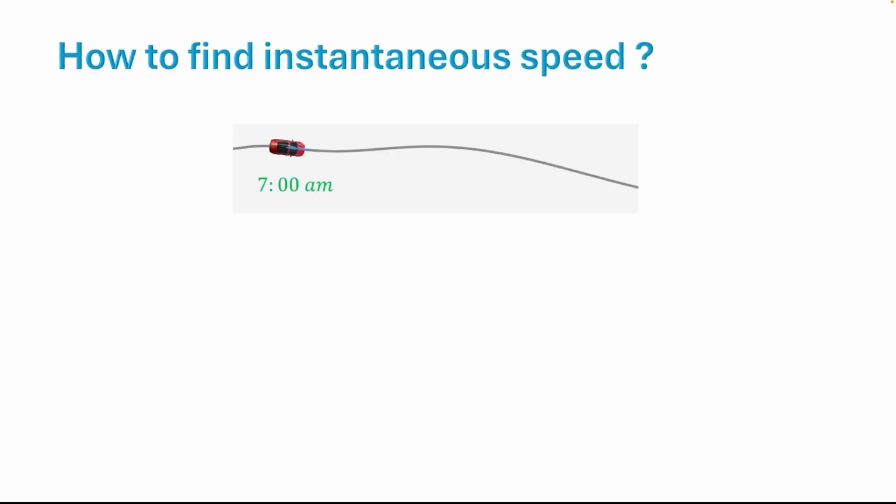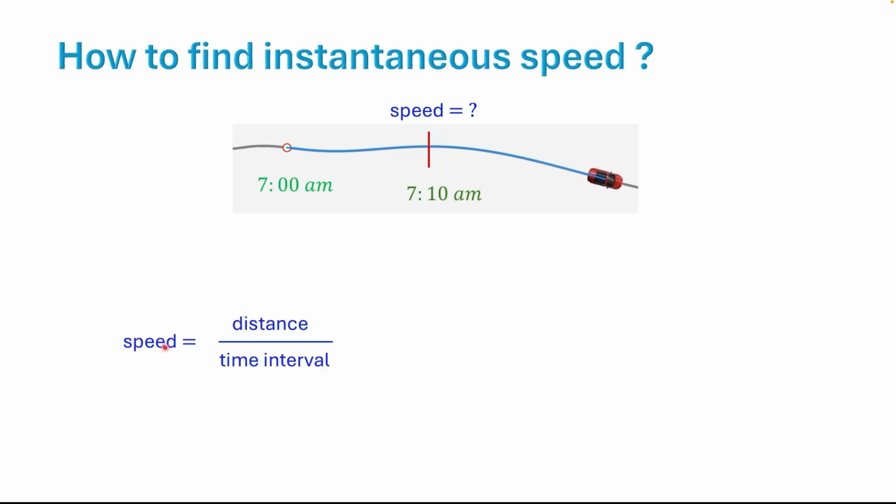Now, the question is, how to find the instantaneous speed? I am considering a car that starts at 7 a.m. At 7:10 a.m., the car is passing a point somewhere here. What is the speed of the car at 7:10 a.m.? 7:10 is an instant of time, so the speed is the instantaneous speed. We have this formula to find the speed. Note that the speed is determined over a time interval. So we need 2 times to find the speed. But we have only 1 time. So what we need to do is take another time that is close to this time.